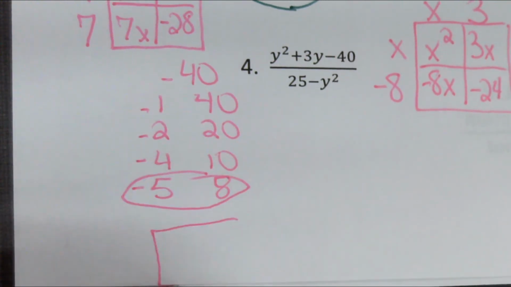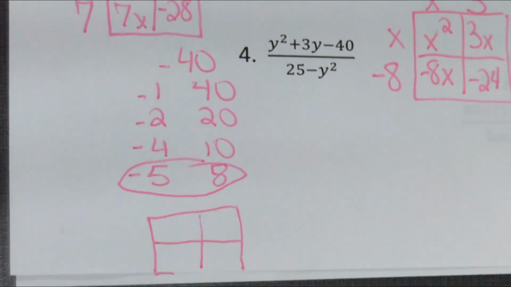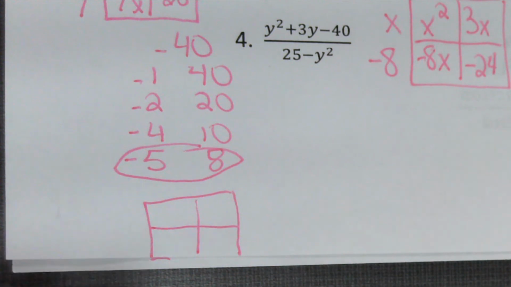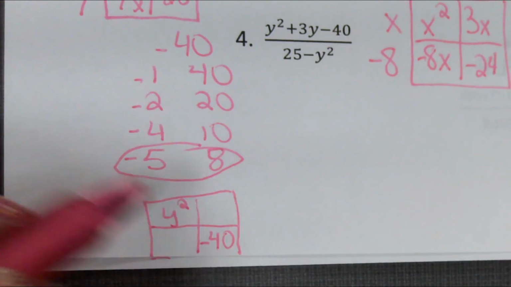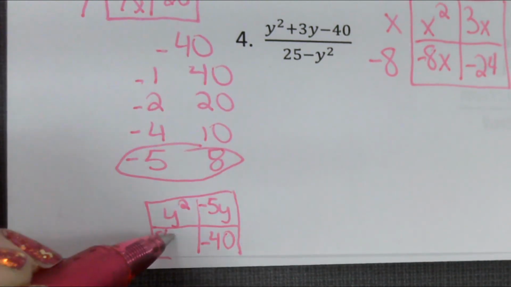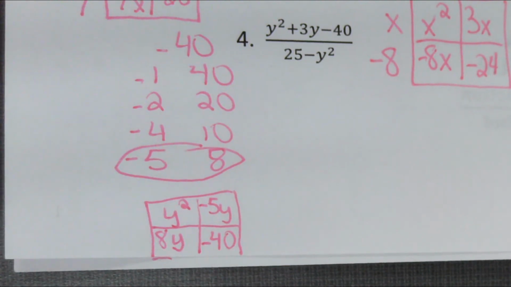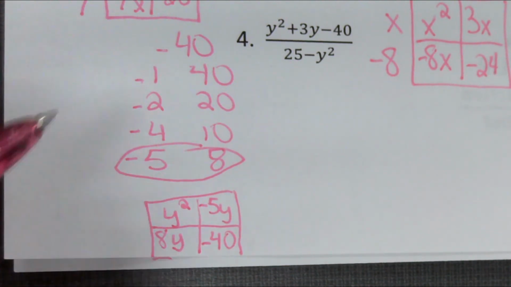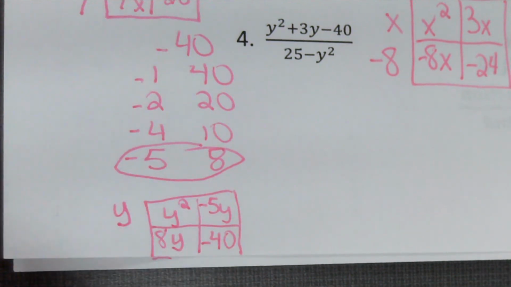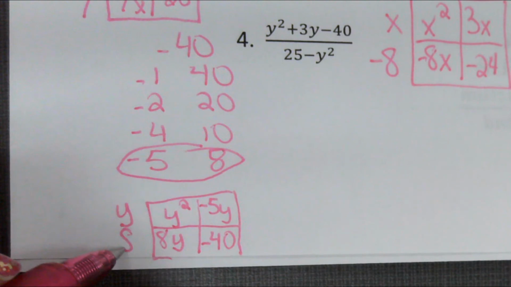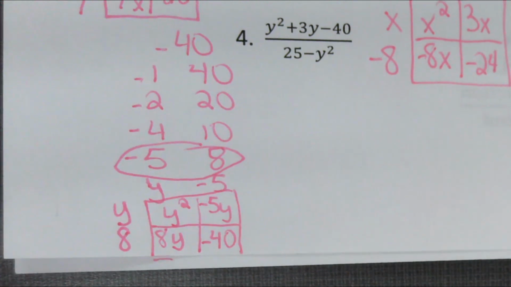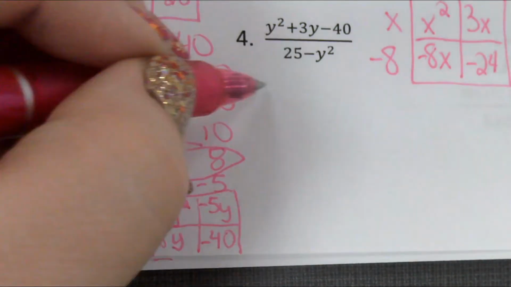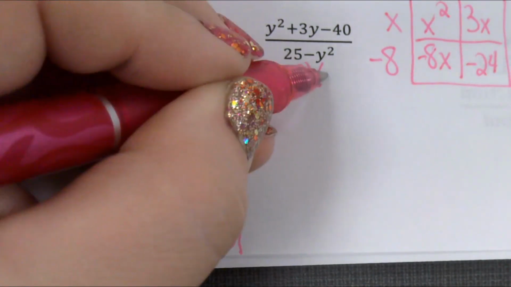So I'll draw my box down here. We'll put y squared in the first spot, negative 40 in the last spot, and then negative 5y and 8y will be my final 2 boxes. What can come out of the numerator is y. Out of the denominator, I can take an 8. The left side, I can take y, and the right side, I can take negative 5. So my new numerator will be y plus 8 and y minus 5.